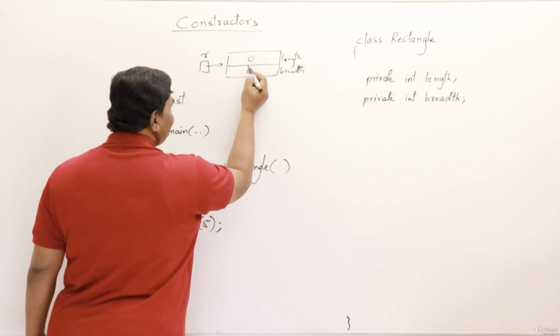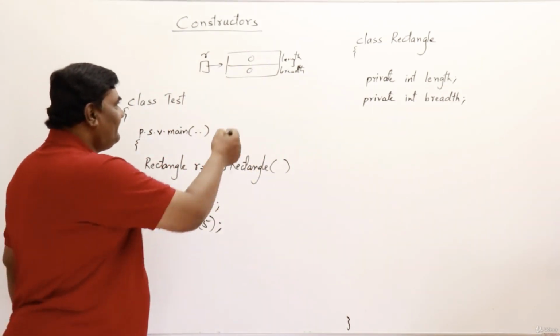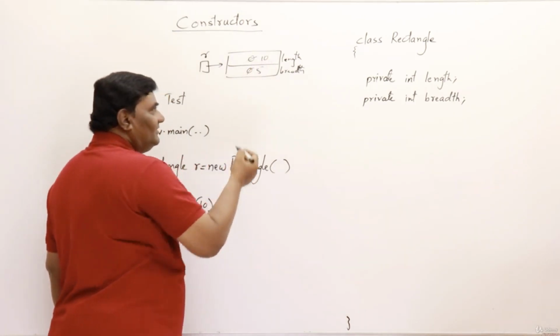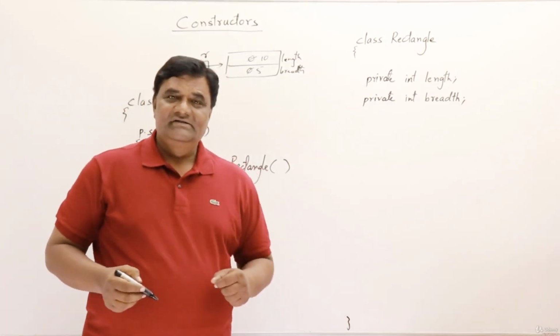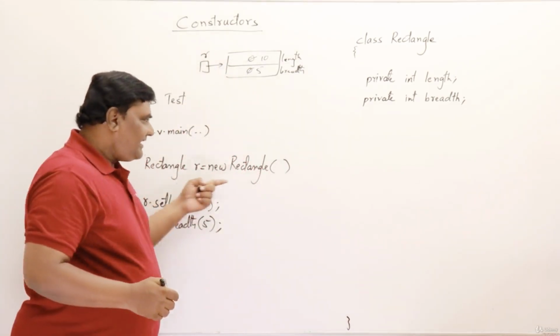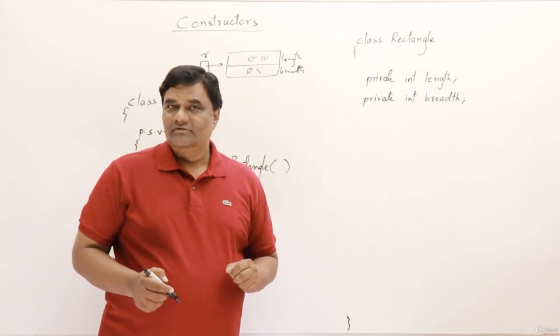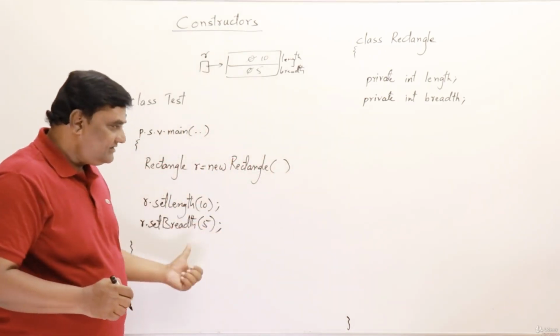And these values will be initially zeros only. Then later on I am changing its length and breadth. So afterwards I am making it 10 and 5. This is what is happening. Now the argument is, when I created a rectangle, that time only it should have 10 and 5. Why is it not having 10 and 5 that time only? I have to set it afterwards.